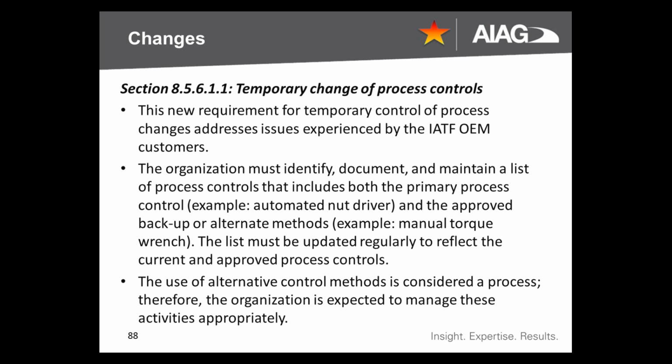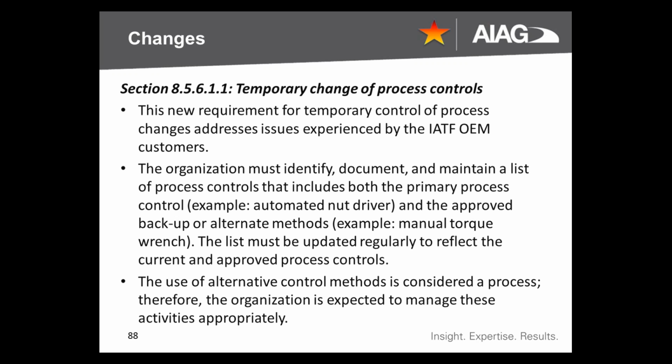The use of alternative control methods is considered a process. Therefore, the organization is expected to manage these activities appropriately. What does management mean? You need work instructions available for each alternate process control method. The organization shall review the operation of alternate process controls on a daily basis at minimum to verify the implementation of standard work, with the goal to return to the standard process as soon as possible. This could be done through layered process audits or meetings or focused audits.